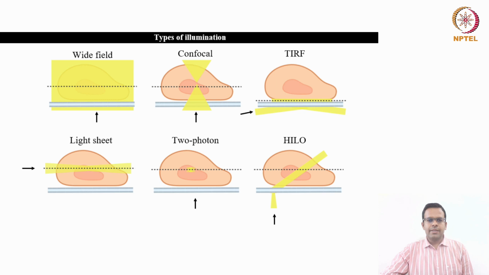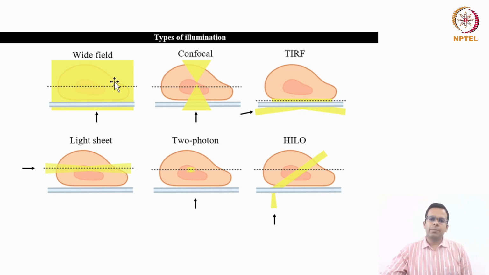So in the last class, we discussed types of illumination: wide field illumination, confocal illumination, TIRF illumination, light sheet imaging, two photon imaging and highly inclined illumination. So we briefly touched upon confocal, but we didn't go into the details of confocal microscopy.